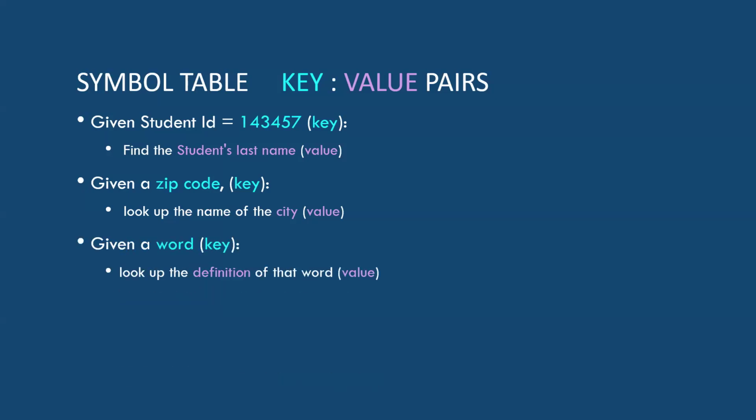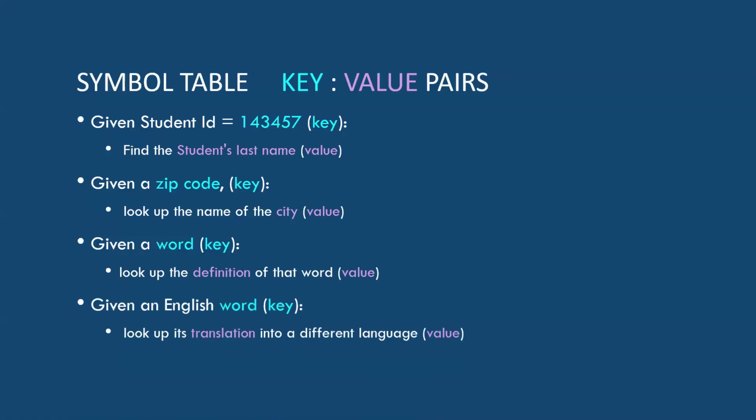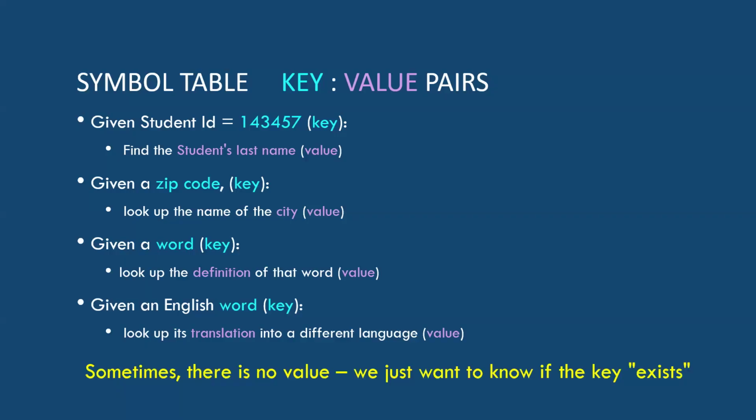Okay. I know this seems super basic, but once we start doing it in code, it gets a little more confusing. Or maybe I want to translate a word, right? So here's a word key. Give me the translation of that in some other language. Okay. So lots and lots of examples.